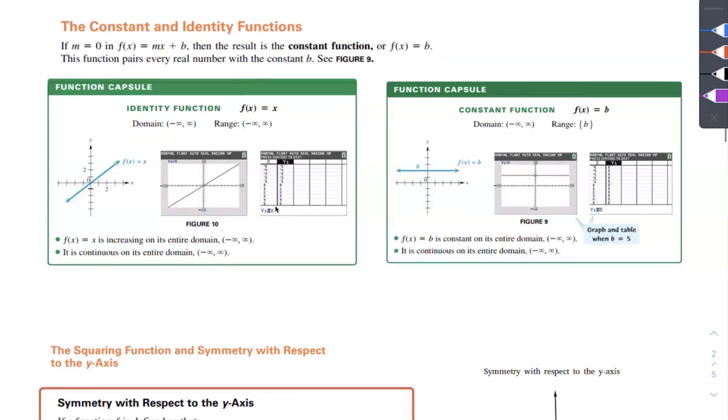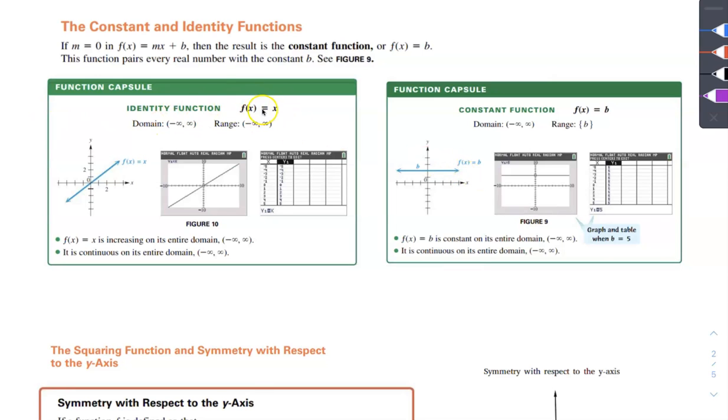So we're going to talk about some basic functions we should all know. A constant function is one where your function just equals a constant, like a number like 2 or 3. So like here, they all equal 5. In that case, the graph is always constant, it's never increasing or decreasing, and it's continuous, right? The whole way, it's continuous.